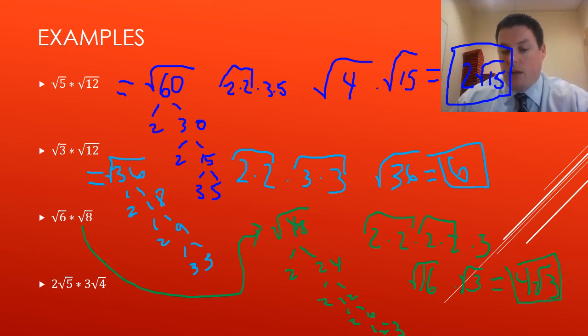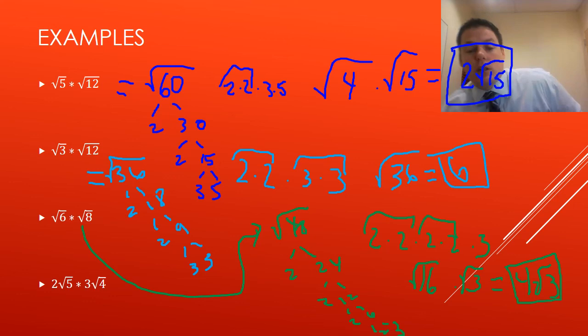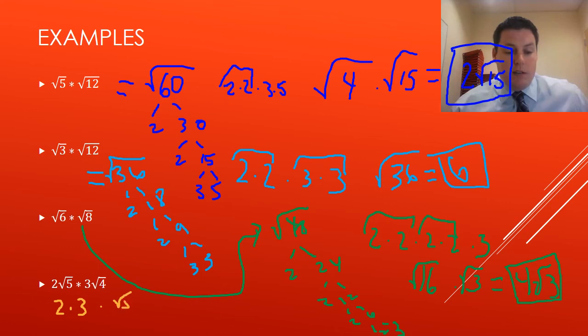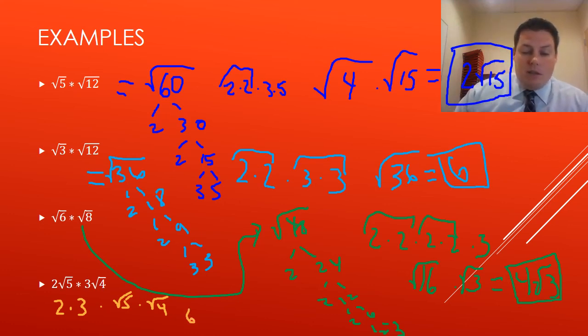I know I'm moving quickly. You can slow down this video to watch. However, you can see the steps as I'm moving. Here we want to use our friend, the associative property, and we want to regroup this so that we rewrite this as 2 times 3 times root 5 times root 4. So that we have 6 root 20.